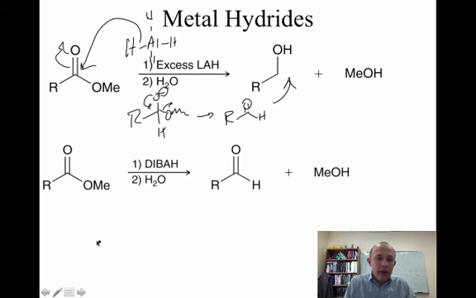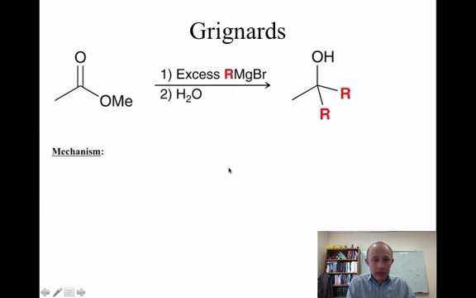If we want to stop the reaction, usually we use a bulky aluminum hydride reagent, which is diisobutyl aluminum hydride, usually abbreviated DIBAL. This just has one aluminum hydride and it's sterically bulky, so it can stop at the aldehyde stage.